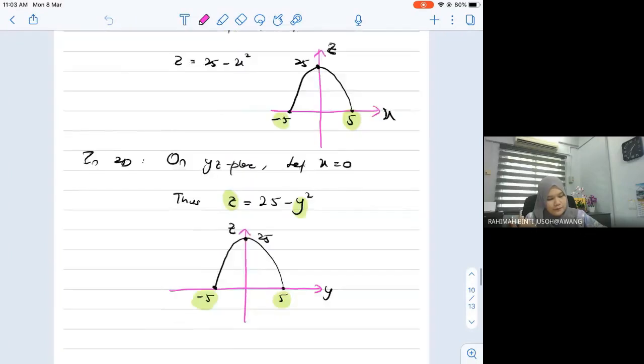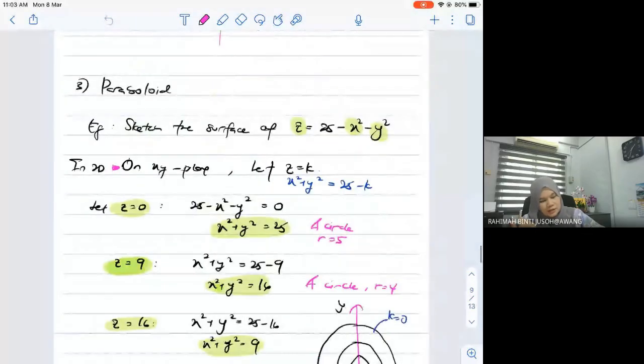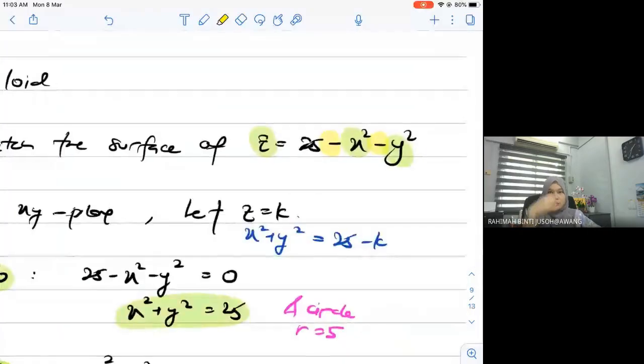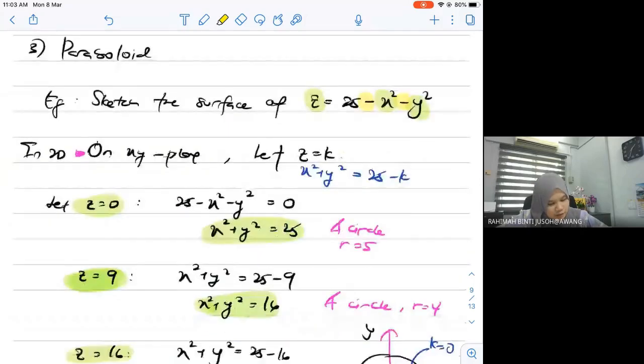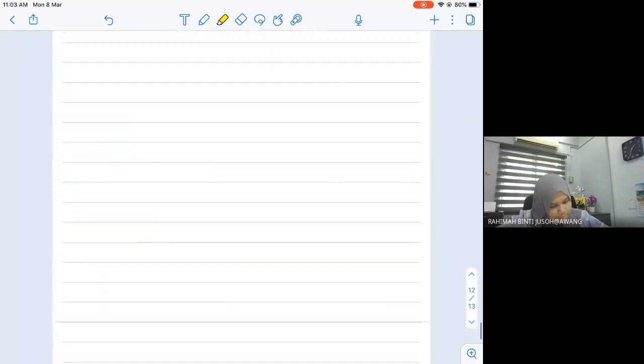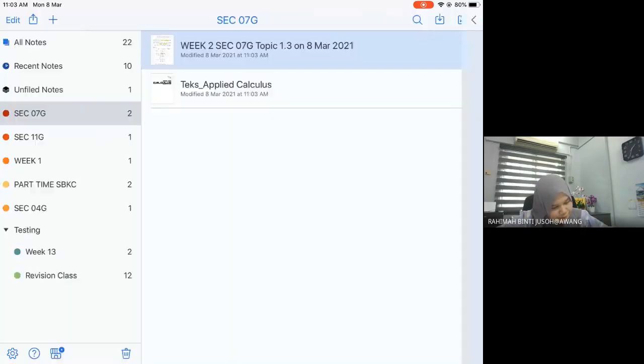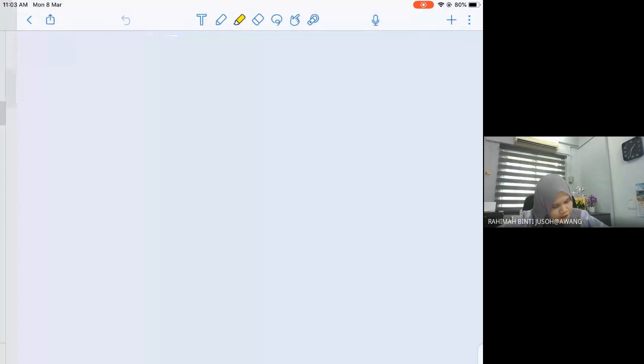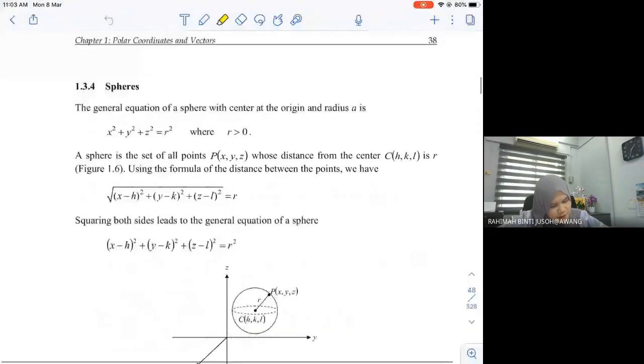Sebab, ni, you tengok soalan saya tadi dua-dua negatif. Negatif X², negatif Y². That's why mangkuk tom yum tu tumpah dia ke bawah. Okay. Right. So that's paraboloid. Now spheres.